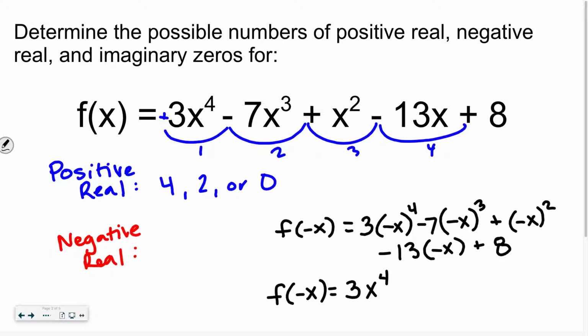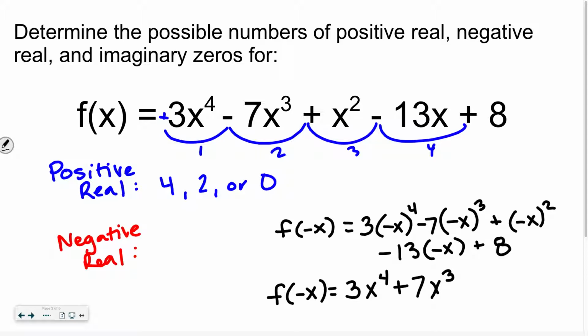For the second term, negative 7 times negative x cubed, think about what happens when you do negative x cubed. It's going to stay negative, right? Negative x times negative x is positive, times negative x makes it negative. So negative x cubed is negative x cubed, and when it gets multiplied by negative 7, it turns into plus 7x cubed.